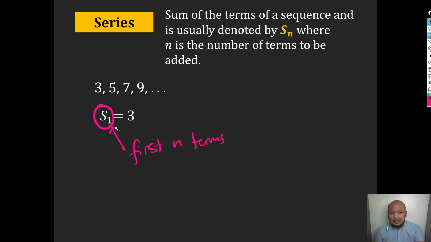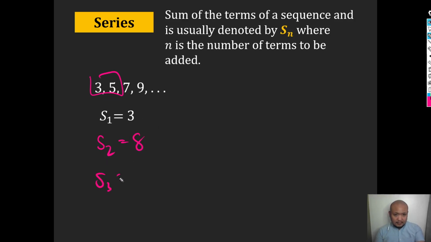So, what does S sub 1 mean? S sub 1 means the sum of the first one term. Basically, it sounds ridiculous, pero that's what it means. The sum of the first one term, which in this case is just 3. Kaya S sub 1 is 3. But what about S sub 2? Ang ibig sabihin niyan, the sum of the first two terms. So now you have 3 plus 5. So that should be an 8.